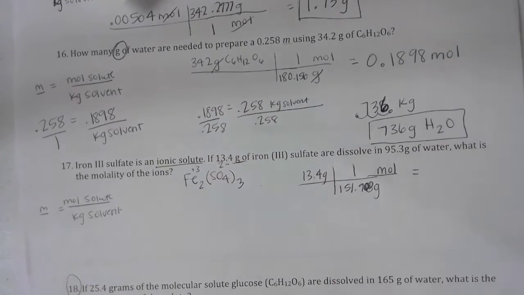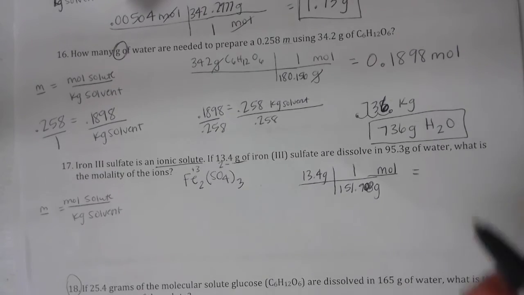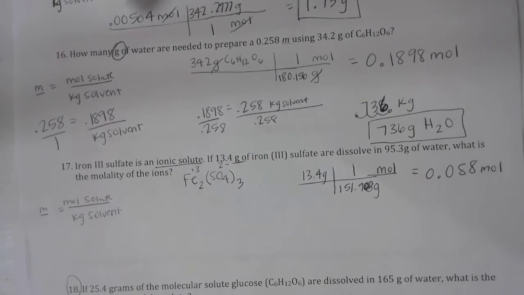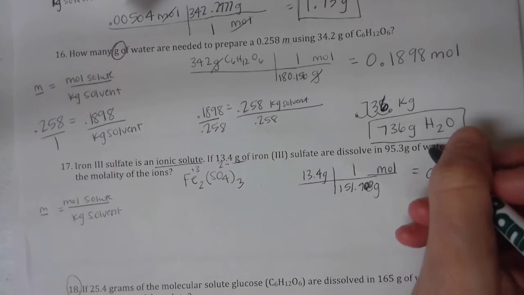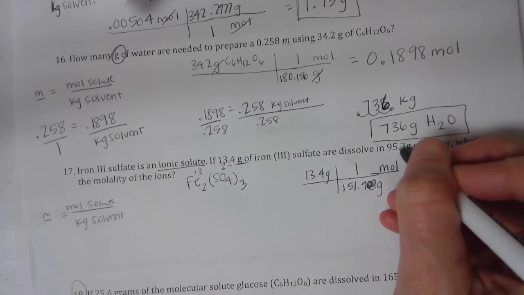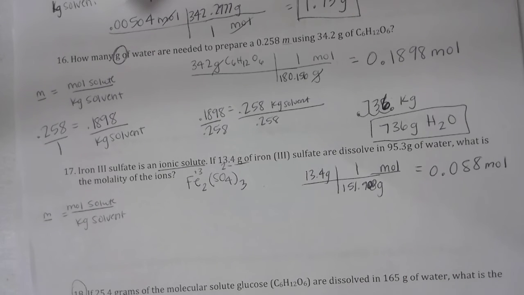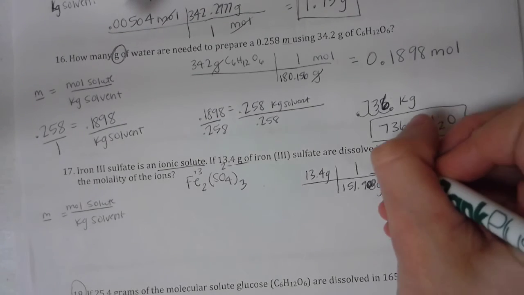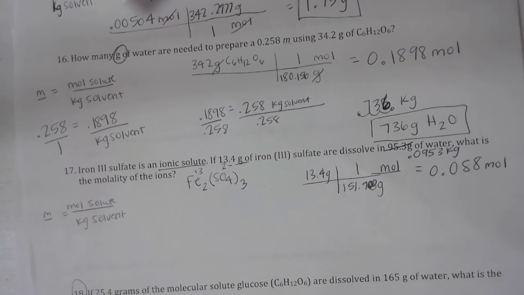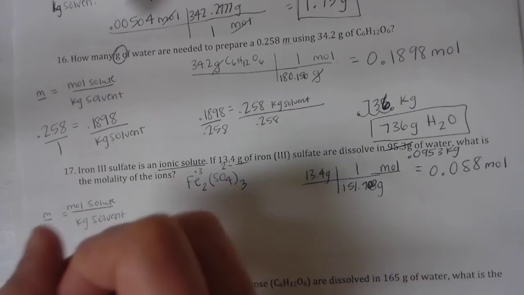grams in 1 mole. So I'll divide that and get 13.4 divided by 151.908, and I'll get 0.088 moles. Okay, so I get my moles, and then again I need the kilograms of my solvent, so I need to change this to kilograms. So I'm going from a smaller unit to a larger unit, so I'll back it up 3 times, and so this becomes 0.0953 kilograms right there.